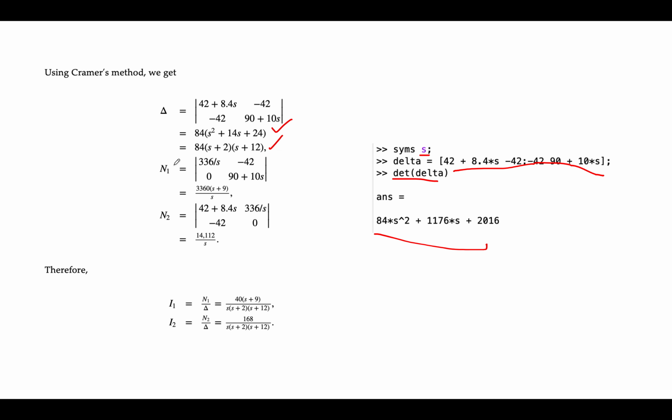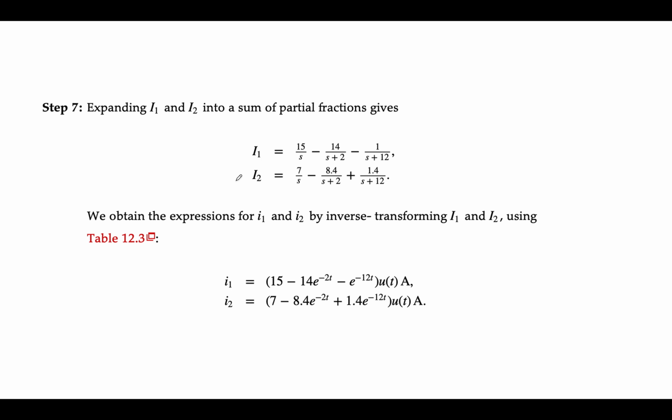So taking then N1 and N2, dividing by the delta term, this is what you get for I1 and I2. So each of those will need a partial fraction expansion. So when you do the partial fraction expansion, you get this expression for I1 and I2 respectively. And then taking the inverse transform, you end up with the following.